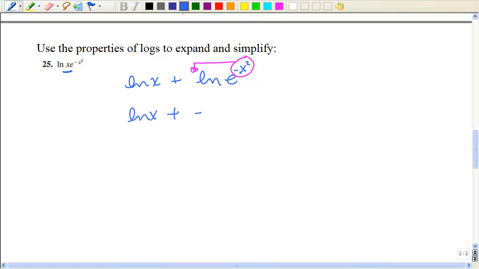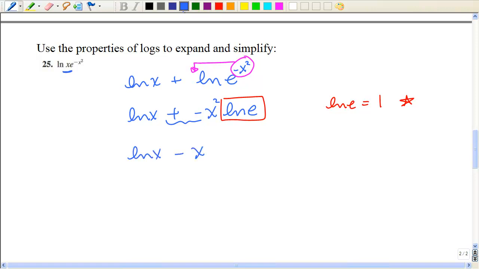Sorry, I wrote that double sign, but I think I'll clear that up in just a minute. The natural log of e is always equal to 1. So I can rewrite this as the natural log of x minus just x squared.